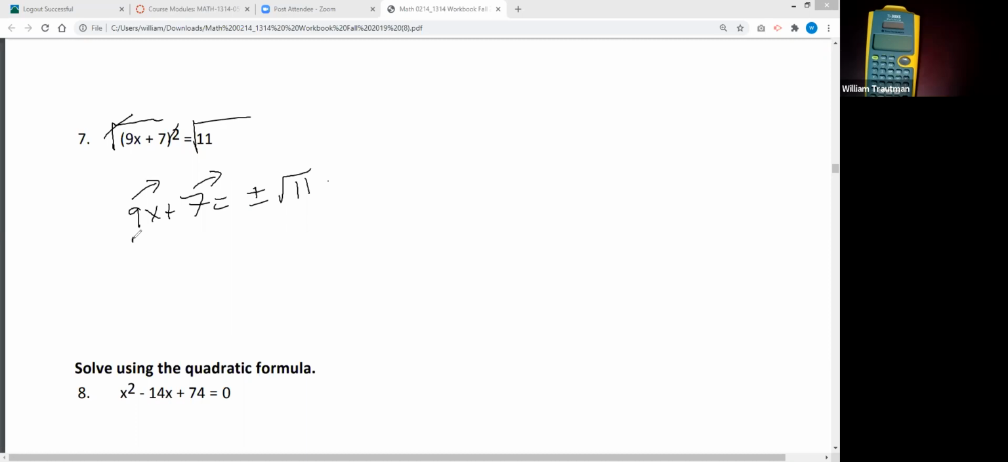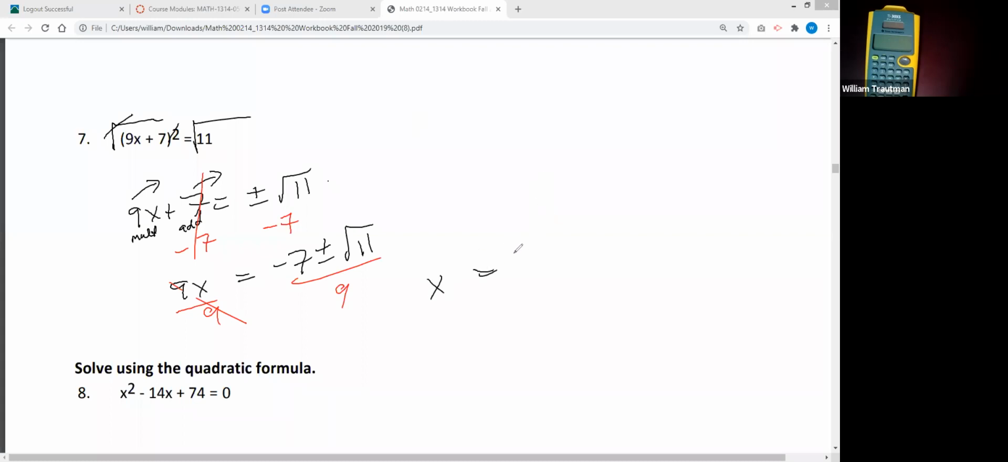This 9 is multiplying times the x. This 7 is adding. When you're solving, you always take the add and subtract over to the other side first. It's a plus 7, so I'm going to minus 7. I am left with 9x equals -7 plus or minus the square root of 11. I put it in front. Then I'm going to divide by 9. Divide this side by 9 and divide this side by 9. 9 divided by 9 is 1x.